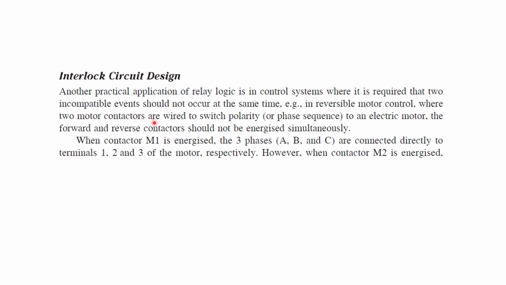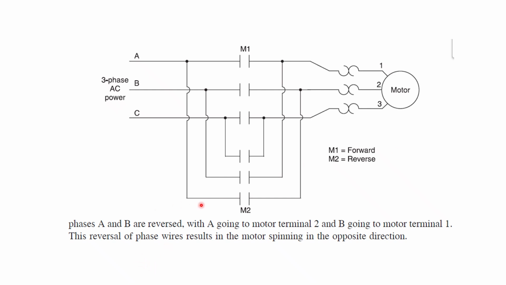Here, two motor contactors are wired to switch the polarity to an electric motor, where the forward and reverse contactors should not be energized simultaneously. When contactor M1 is energized, the phases are connected directly to the terminals of the motor. However, when M2 is energized, the phases get reversed. You can see that there are three phases of the motor here, connected with M1, and in the other case connected to M2.